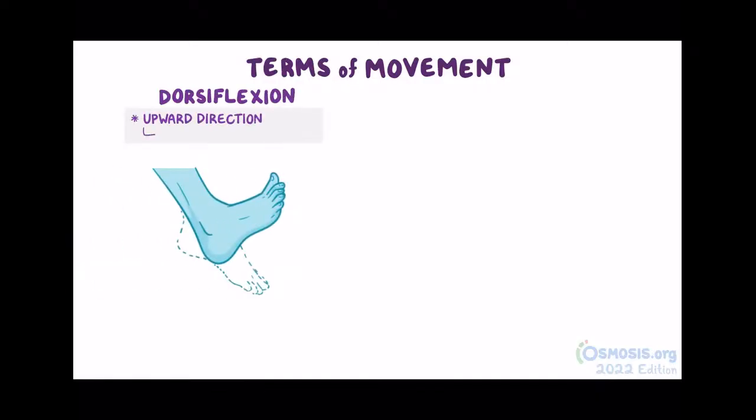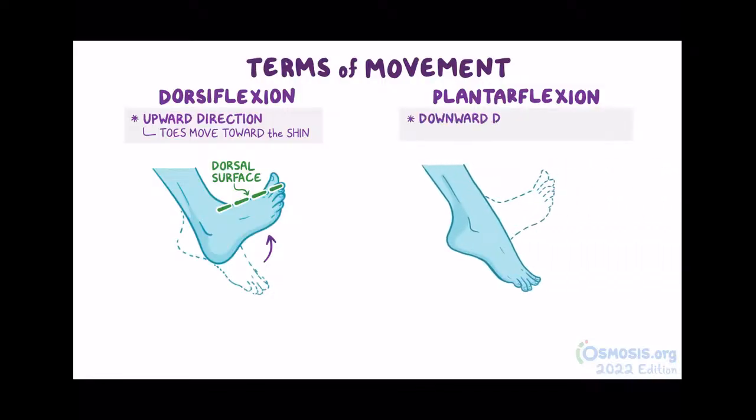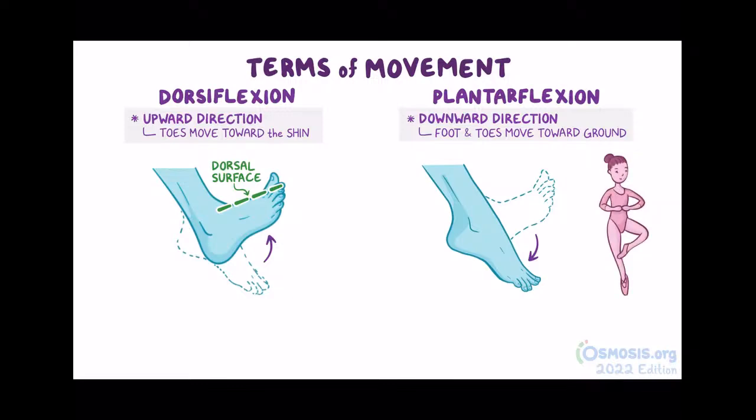Similarly, when referring to the movement of the ankle, we can use the term dorsiflexion, or flexion in the upward direction, where the toes move towards the shin, since the dorsal surface of the foot is the upper surface. Plantar flexion, on the other foot, pun intended, refers to flexion in the downward direction, where the foot and toes move towards the ground, like when you stand on your tippy toes.